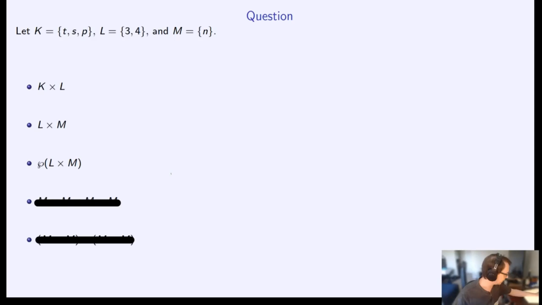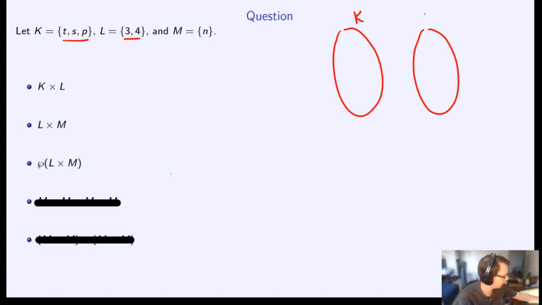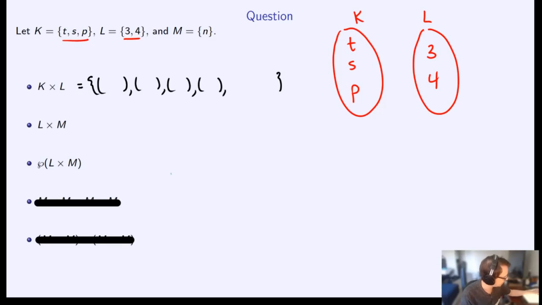Let's just illustrate these. We can solve these just by drawing out our sets and finding all of the possible pairs. So for K times L, K is our set T, S, and P, and L is 3 and 4. If we want to find K times L, we can just draw these. You don't need to draw these if you don't have to, but for the sake of illustration, why not? So this will be a set, and the set will contain a bunch of pairs. It'll contain basically all possible combinations of things in K and L.